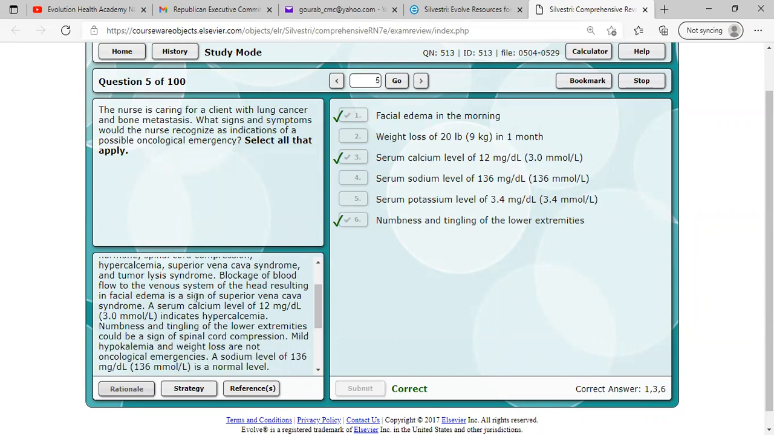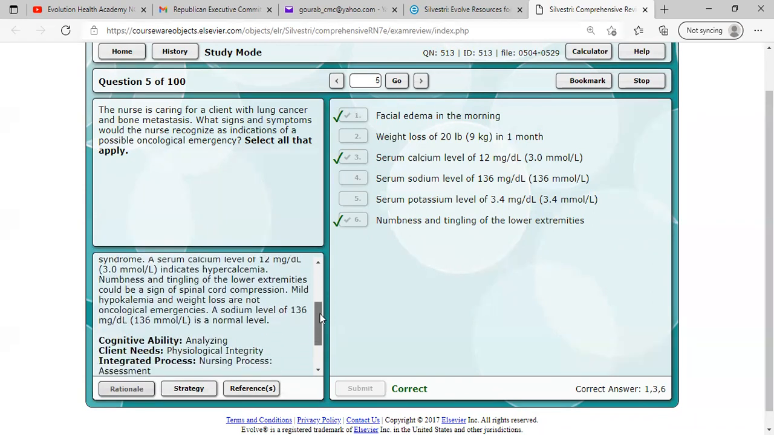Then they said a serum calcium level of 12, but normal is about 3 millimole per liter, indicating hypercalcemia. Numbness and tingling in the lower extremity could be a sign of spinal cord compression. Mild hypokalemia and weight loss are not oncological emergencies. Sodium level is within normal, so it is not counted. Next to go.